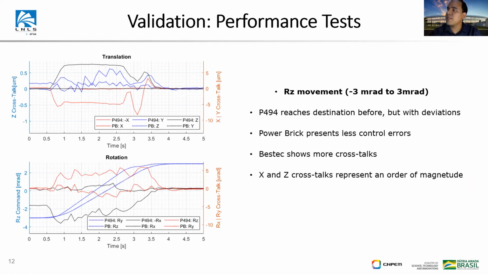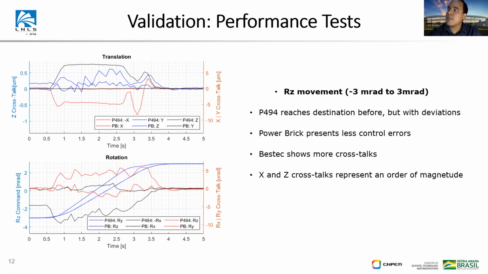For the rotation movement, we chose the rotation in X, going from -3 milliradians to 3 milliradians, where the behavior watched was quite the same. The BESTEC controller reached the destination before, but again, with some small deviations at the transient state. In the Power Brick, again, with less control errors. And also, when we watch all the other DOFs, the Delta Tau presents less control errors, less crosstalks. And one more time, like X and Z, crosstalks represent one order of magnitude.